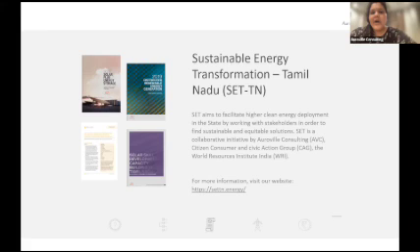Moving on, this initiative is a part of the Sustainable Energy Transformation of Tamil Nadu, or SETTN, which is a joint collaborative initiative of Auroville Consulting, Citizen, Consumer and Civic Action Group, and the World Resources Institute. To know more about this initiative, please click on the link below or visit the website sctn.energy.